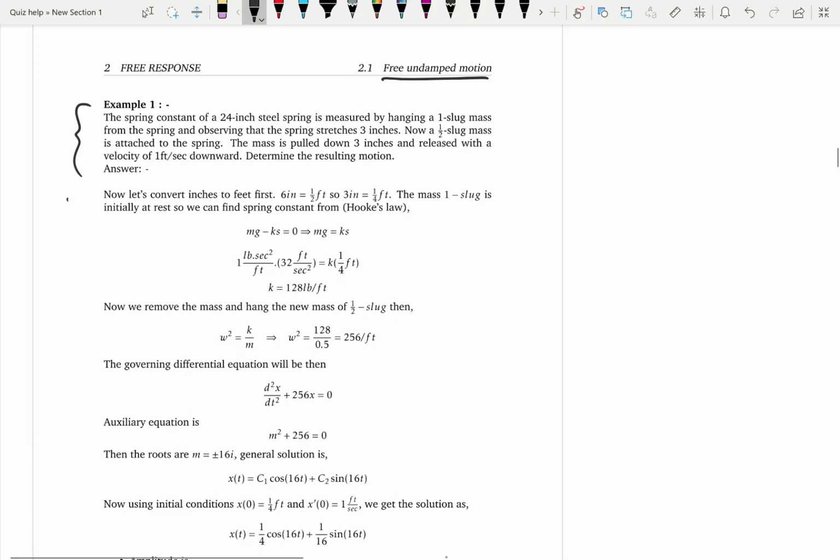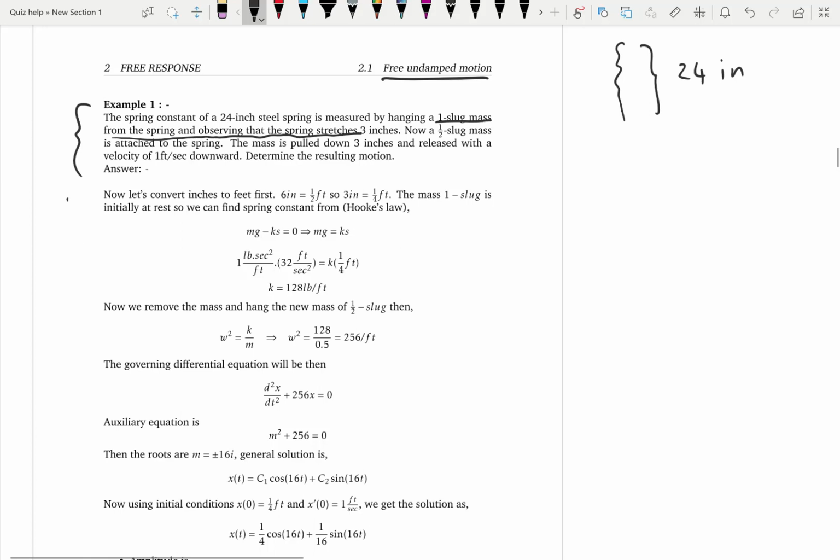The spring constant of a 24-inch steel spring, so that means the spring is 24 inches long, is measured by hanging a one slug mass from the spring and observing that the spring stretches 3 inches. So when you hang this mass, the spring instantaneously stretches 3 inches. So we do this experiment. This is an experiment.